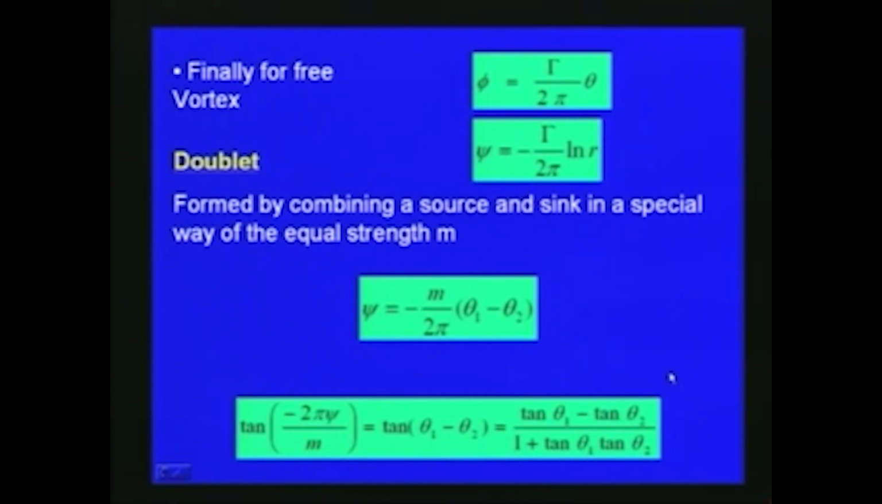Another important elementary, basic potential flow is called doublet. We have already seen the uniform flow, then we have seen source, sink, and also the vortex. Now we will see the last one in these elementary potential flows, called doublet.